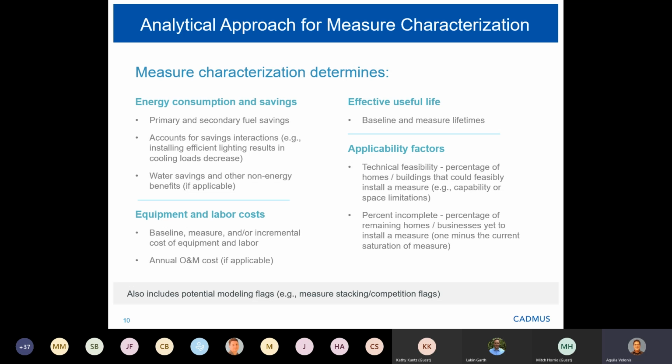In addition, we also include modeling flags in the potential study. This is more to inform how the potential study model incorporates measures into the potential analysis, but we assign measure stacking and competition flags to avoid overestimation of the potential. I'll pause there if anyone has any questions before I go to the next slide.